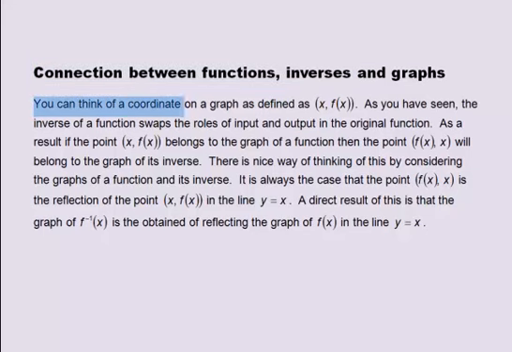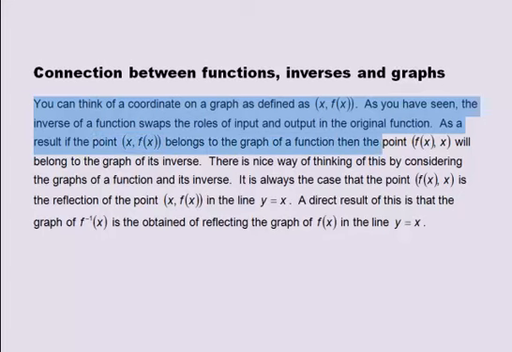Connection between functions, inverses and graphs. You can think of a coordinate on a graph as defined as (x, f(x)). As you have seen, the inverse of a function swaps the roles of input and output in the original function. As a result, if the point (x, f(x)) belongs to the graph of a function, then the point (f(x), x) will belong to the graph of its inverse.